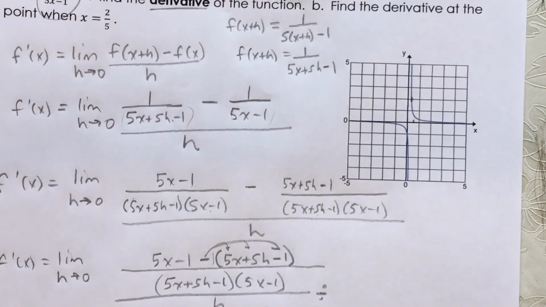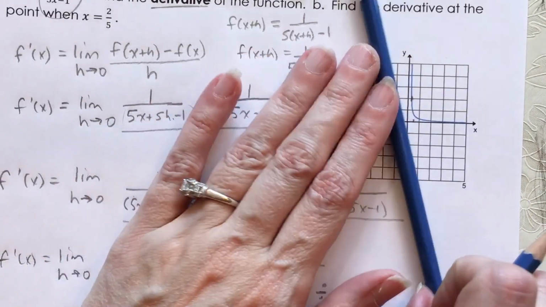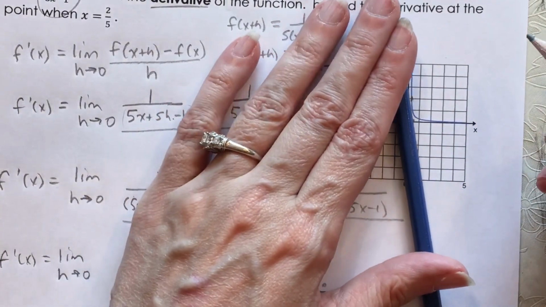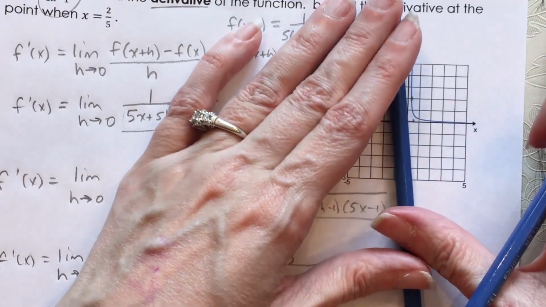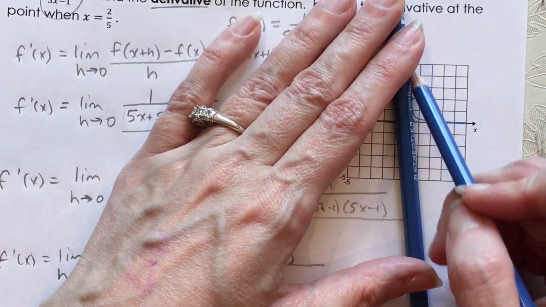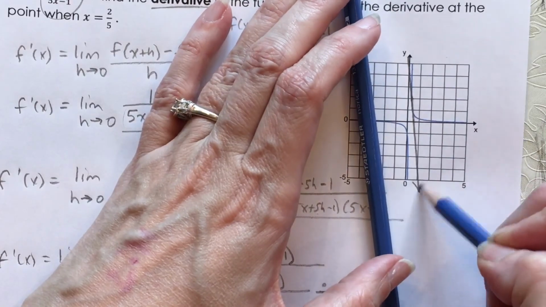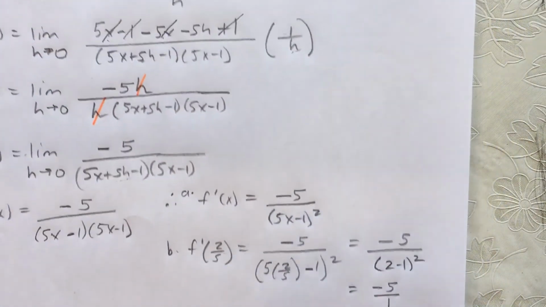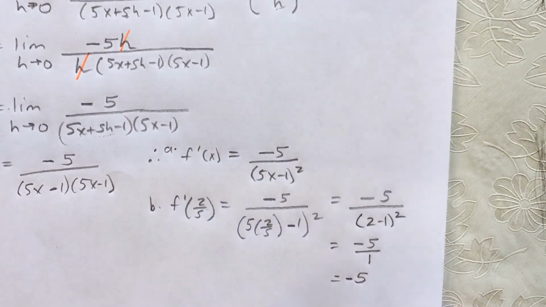So it makes sense that if we were drawing in a tangent line here, well, we're just guesstimating that anyways. But if we drew in our tangent line, guesstimating, it would look something like this. That does look like it would have a slope of approximately negative 5, which is what we got. All right, so we learned a lot today.